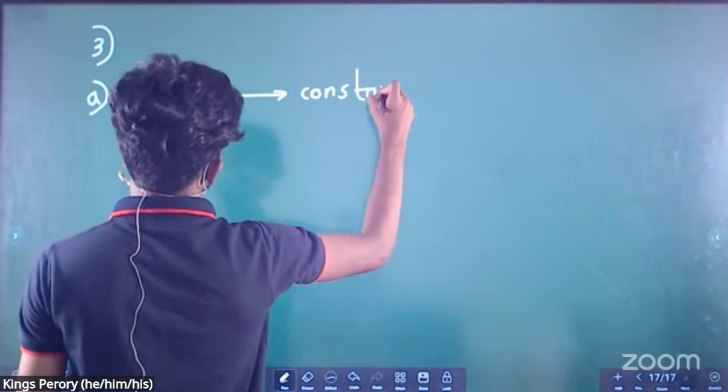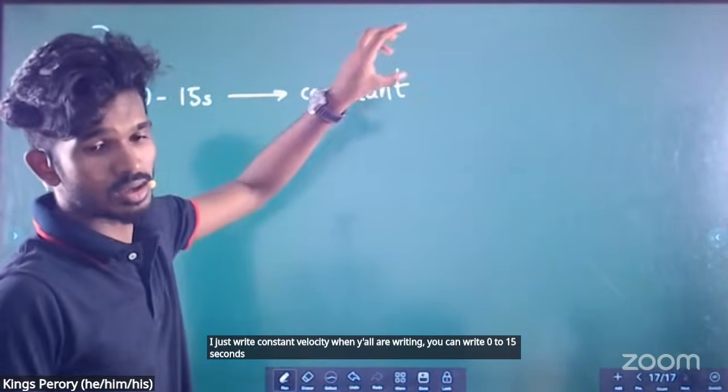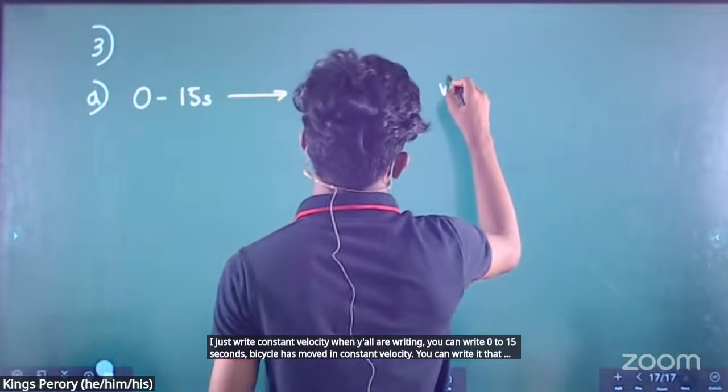I'll just write constant velocity. When you all are writing, you can write 0 to 15 seconds, bicycle has moved in constant velocity. You can write it that way. Constant velocity.